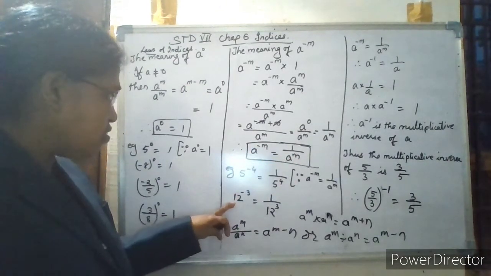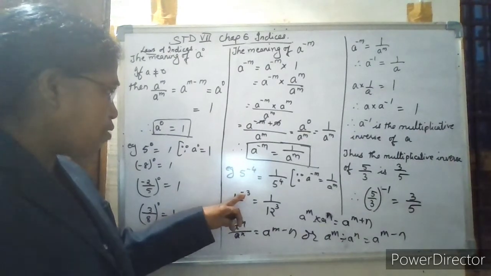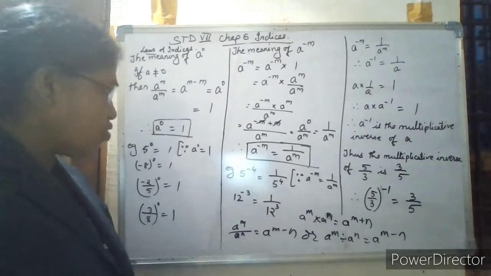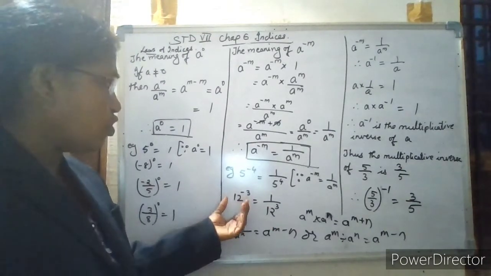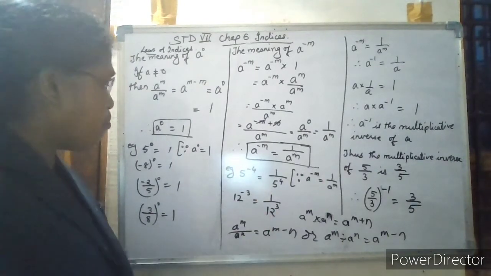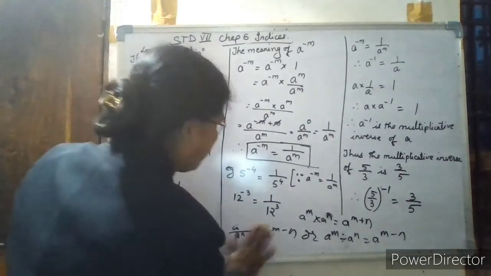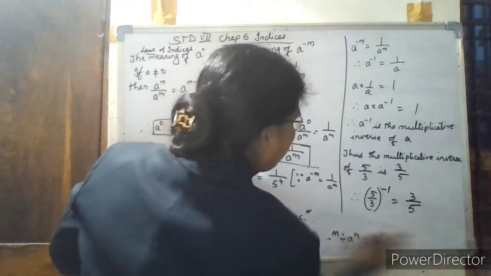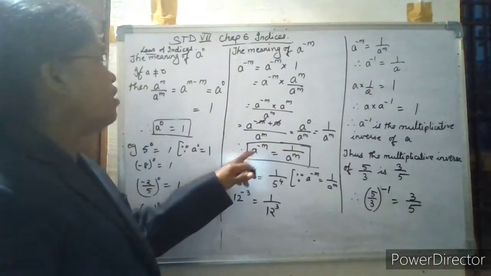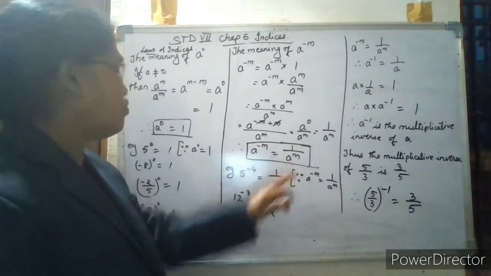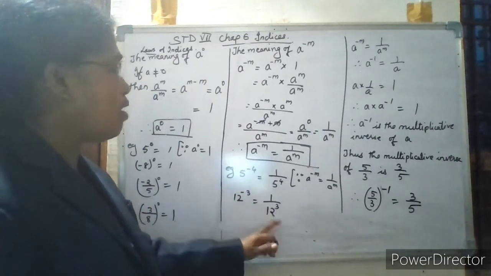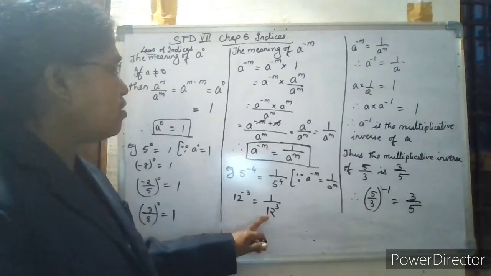Here also the same thing: 12 raised to minus 3 is equal to 1 by 12 raised to 3. If the question asks to convert the negative power to positive, then it will be in this form. According to the law, a raised to minus m is equal to 1 by a raised to m. According to the law, 12 raised to minus 3 is equal to 1 by 12 raised to 3.